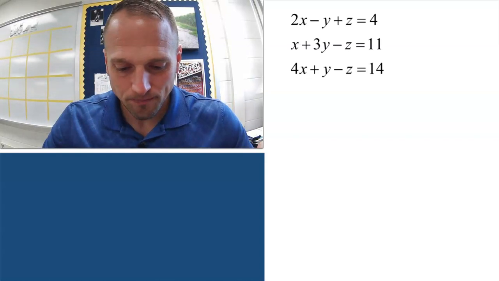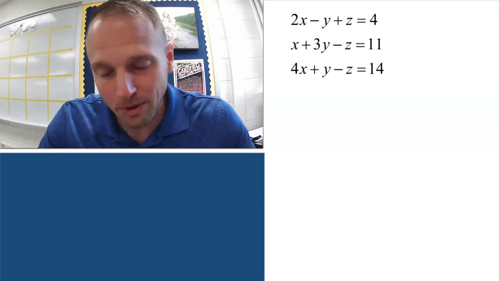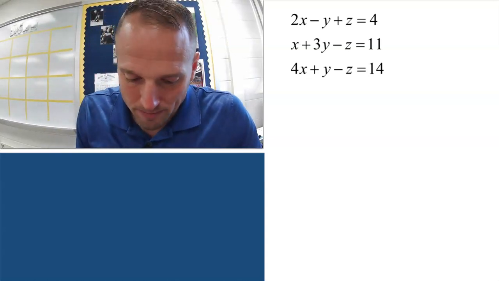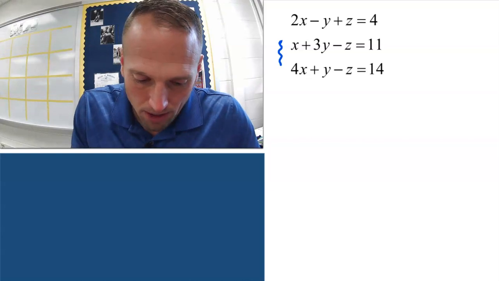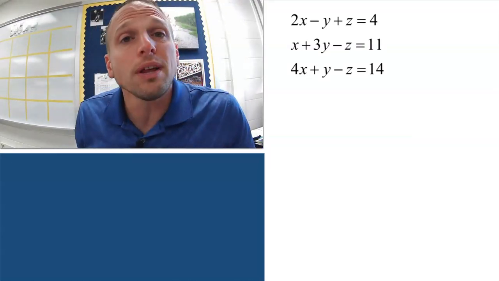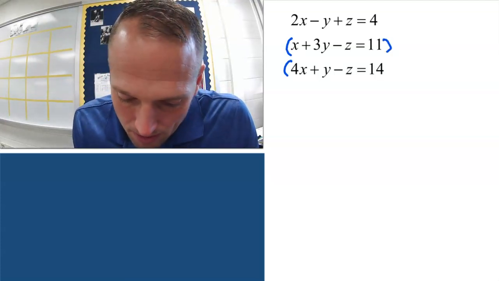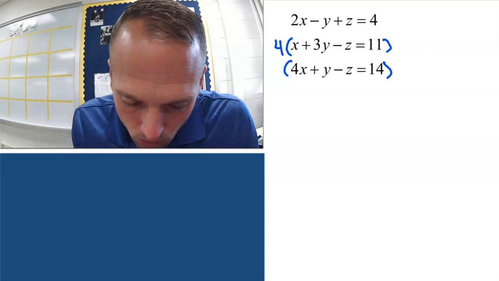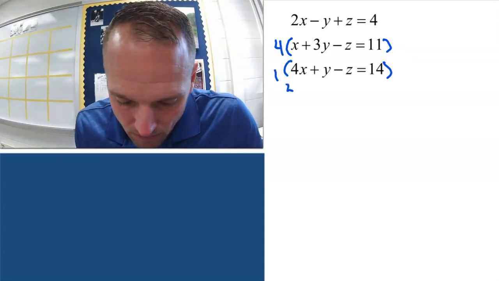All right, so here's what we're going to do. First of all, we're going to choose two equations. Right now, I'm going to choose the bottom two equations, all right? So I'm only looking at these bottom two equations right here. And we need to eliminate a letter, so just like before, we're going to multiply the top by the bottom and the bottom by the top. So I'm going to multiply the top one by 4 and the bottom by 1. Okay, so let's see what we have.